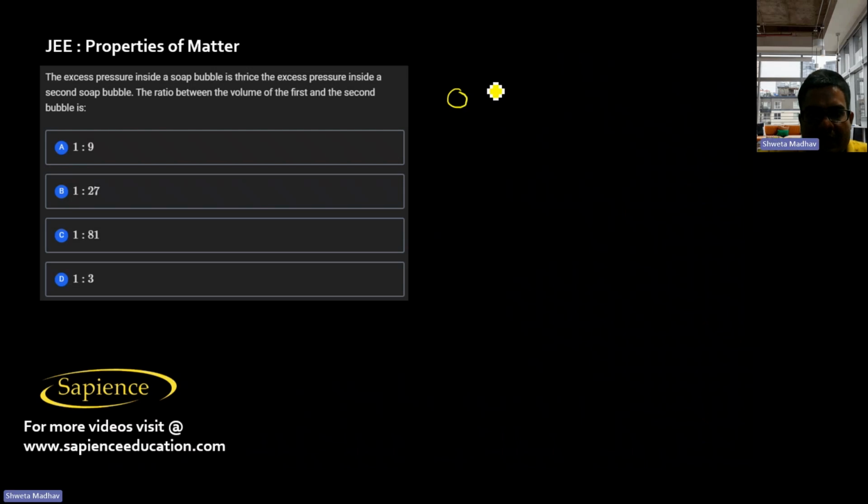So as you know, the excess pressure in a soap bubble: suppose the outside pressure is P naught and the inside pressure is P. Then P minus P naught is given as 4T by R, where T is the surface tension and R is the radius of the soap bubble.